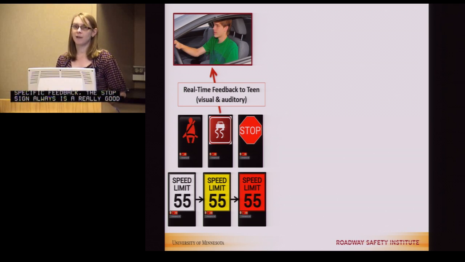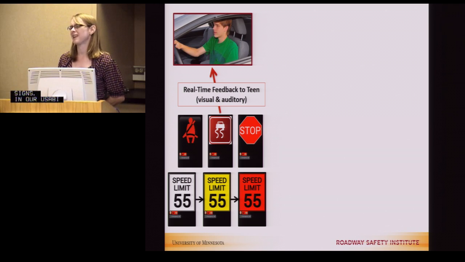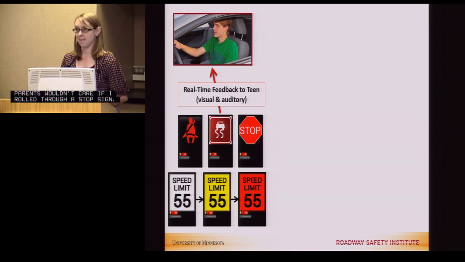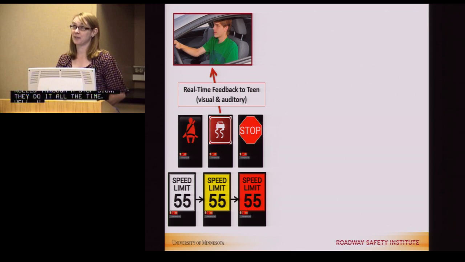When I talk about context-specific feedback, the stop sign one is always a really good example, because a lot of people roll through stop signs. In our usability study, we had teens say to us, my parents wouldn't care if I rolled through a stop sign. They do it all the time. Well, we know parents' behavior influences teen behavior.